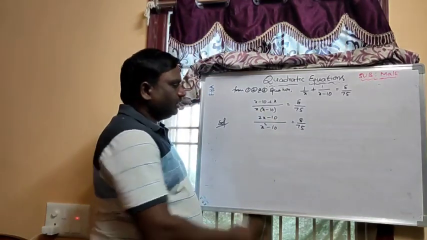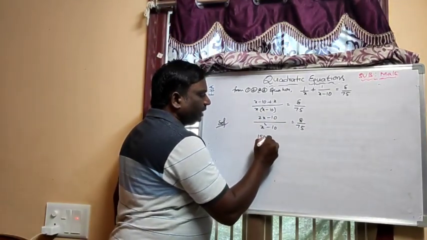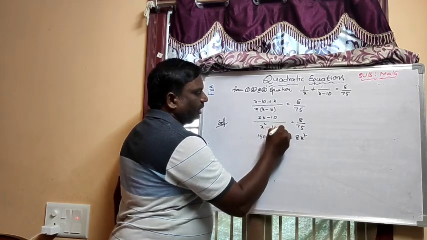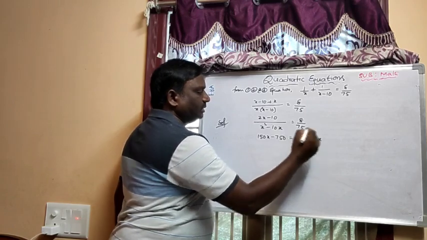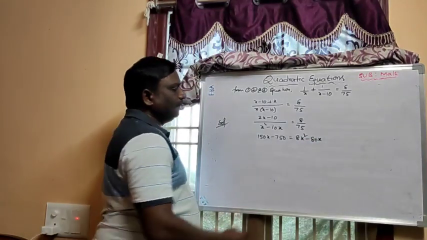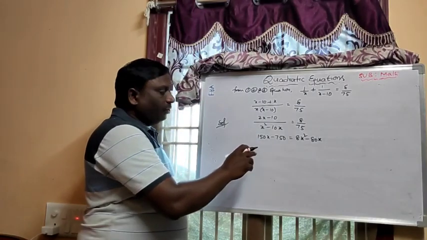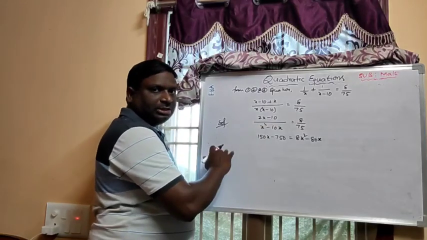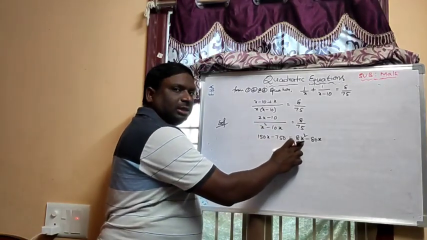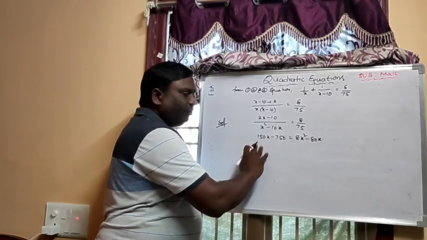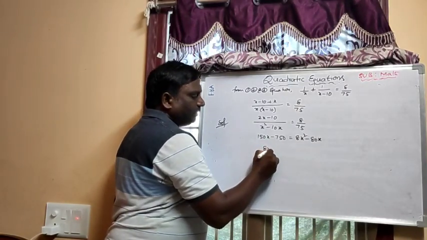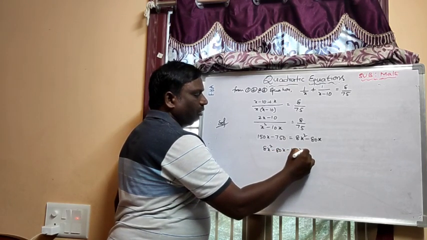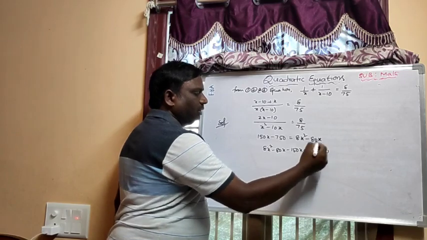Do the cross multiplication. 75 into 2 is 150x minus 750 equal to 8x square minus 80x. Now, as I said before, wherever the x square term is positive, on that side you keep it, and you take the remaining terms from the other side. Here it is positive on the right hand side, so take these two terms from the left hand side to the right hand side. Then 8x square minus 80x minus 150x plus 750 equal to 0.